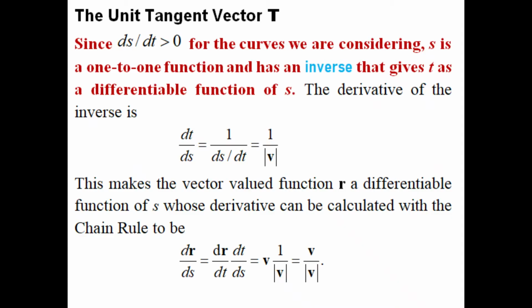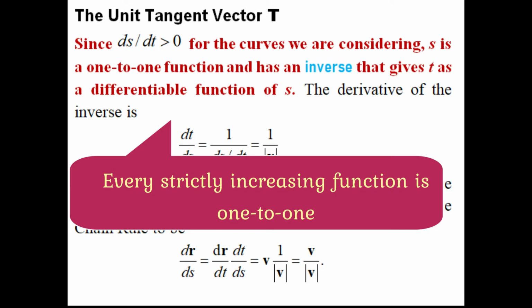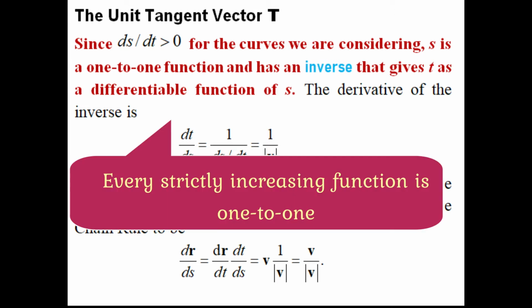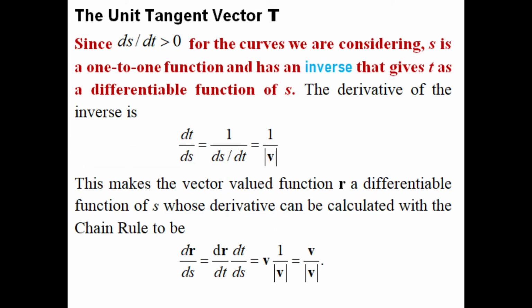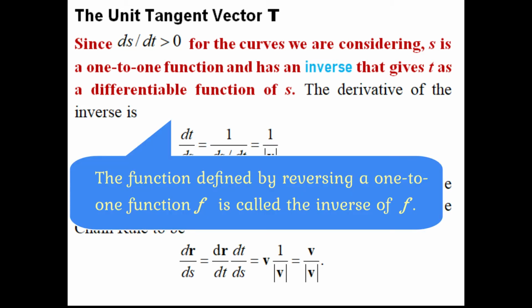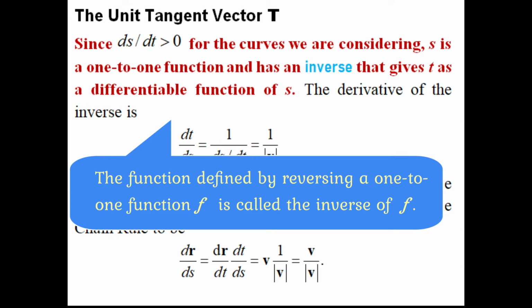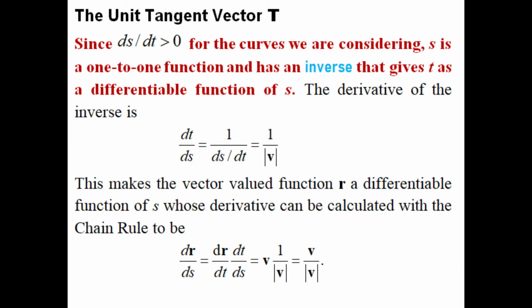Now we discuss the unit tangent vector T. Since ds by dt is strictly greater than 0 for the curves we are considering, s is a one-to-one function and hence it has an inverse that gives t as a differentiable function of s. Then the derivative of the inverse is given by dt by ds equal to 1 upon ds by dt, which is equal to 1 upon absolute value of v.